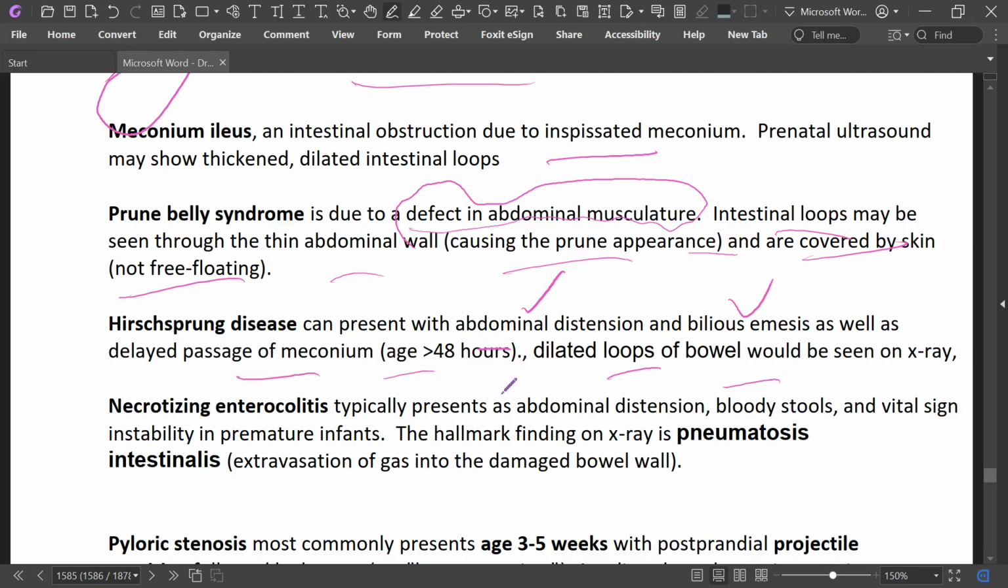Necrotizing enterocolitis typically presents with abdominal distension, bloody stool, and vital sign instability in a premature infant. The hallmark finding on X-ray is pneumatosis intestinalis, extravasation of gas in the damaged bowel wall.